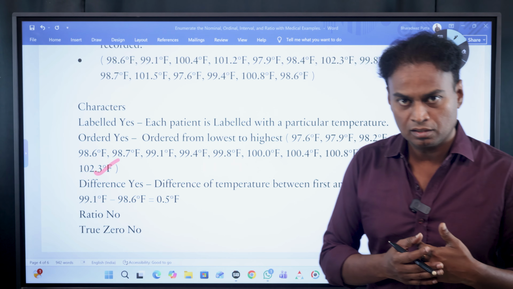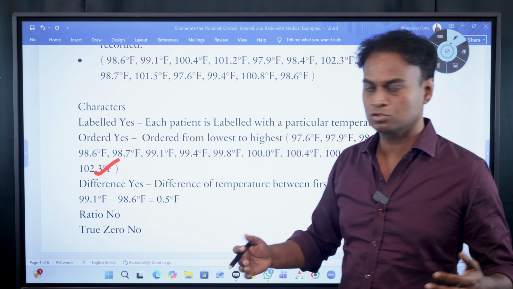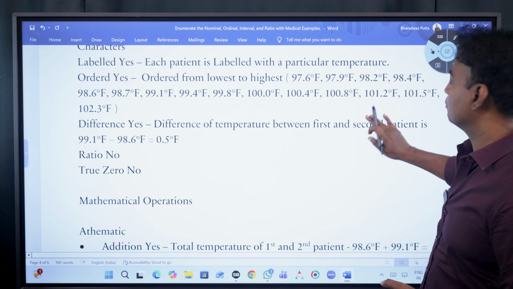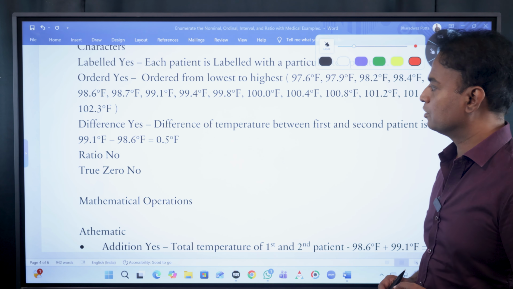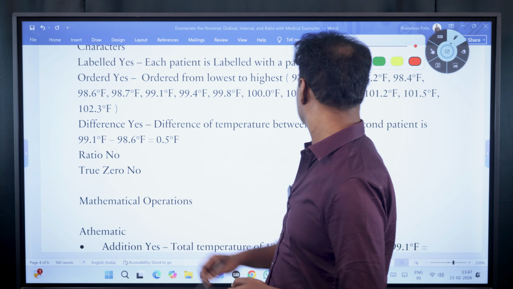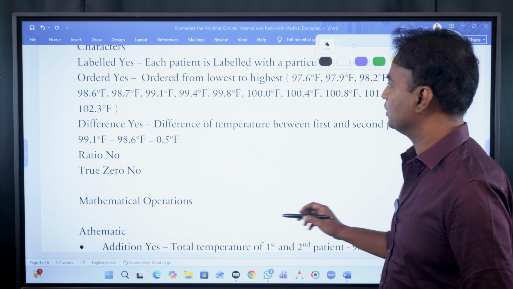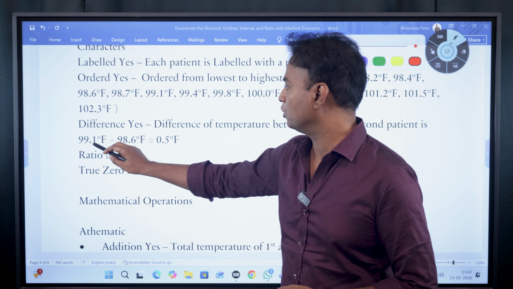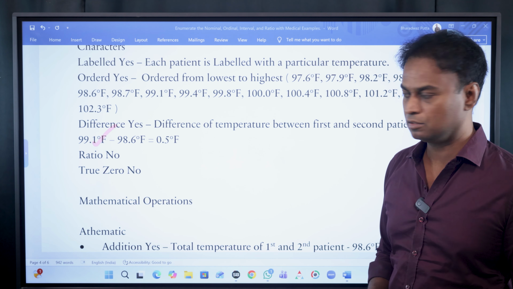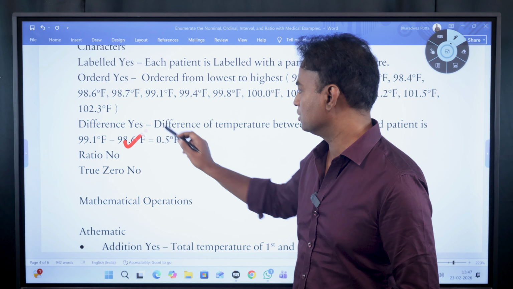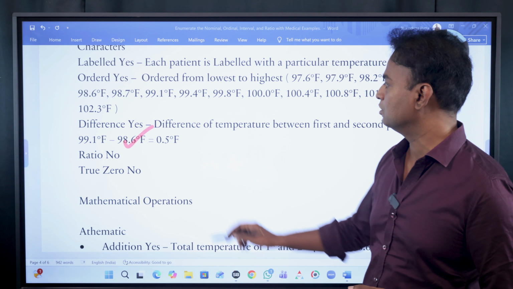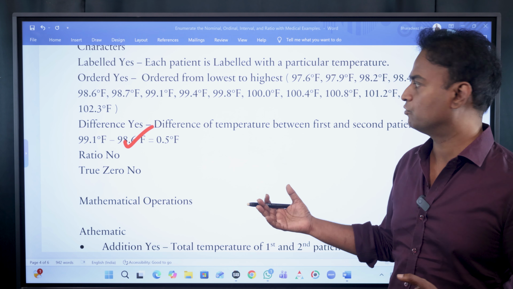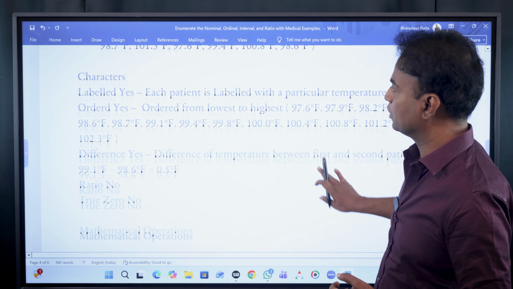102.3. So you can arrange these values in an order, so ordering is possible. Can you find the difference? Yes, you can find the difference. The difference between the temperature of two patients, first patient and second patient. What is the temperature of the first patient? 99.1 degree Fahrenheit. What is the temperature of the second patient? 98.6 degree Fahrenheit. What is the difference in the temperature? 0.5. So this is how in this scale you can find the difference in the temperature.